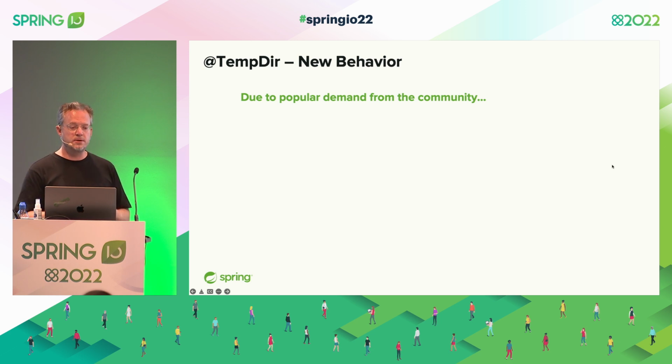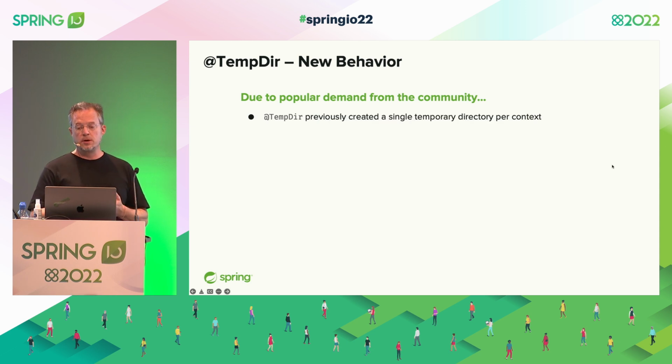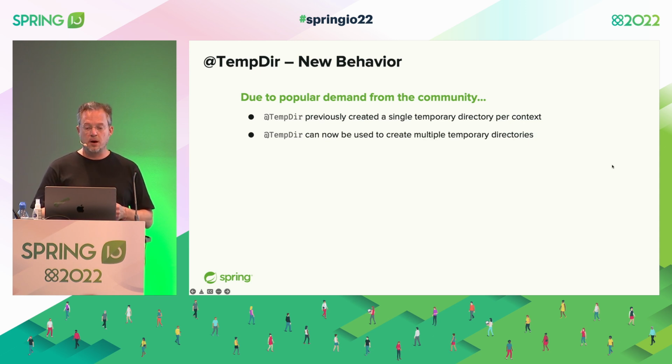TempDir, you've probably seen this. You know it from JUnit 4. You may have already used it in JUnit Jupiter. We have new behavior in 5.8 due to popular demand from the community. There's a lot of discussion about that, how it should work. In the past, whenever you declared @TempDir, you got a single temporary directory per context that was shared. But now you can use it to create multiple temporary directories.